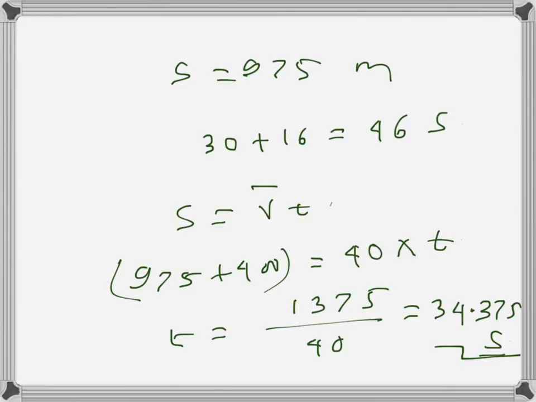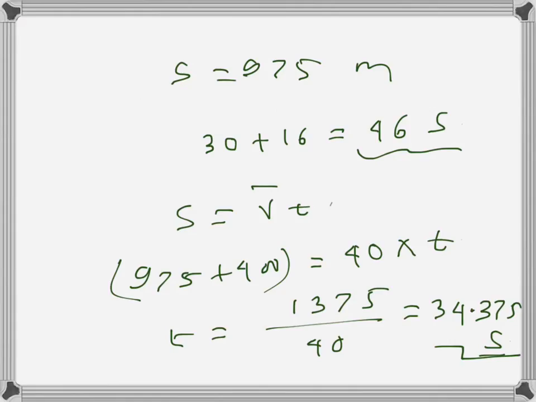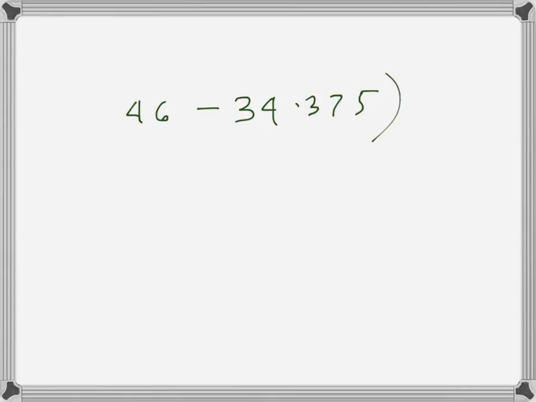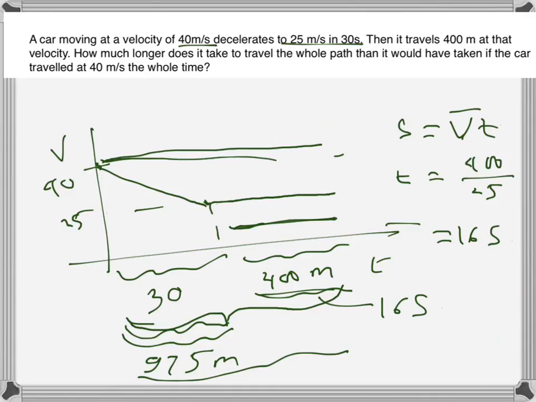So that's the time that would be required to travel at that velocity, whereas the way the car traveled, it took 46 seconds. So the amount of time would be 46 minus 34.375, which is 11.625 seconds. So that much time would be saved if the car didn't decelerate and had traveled at 40 meters per second. As the question asks how much longer does it take, it takes 11.625 seconds longer to travel in this fashion.